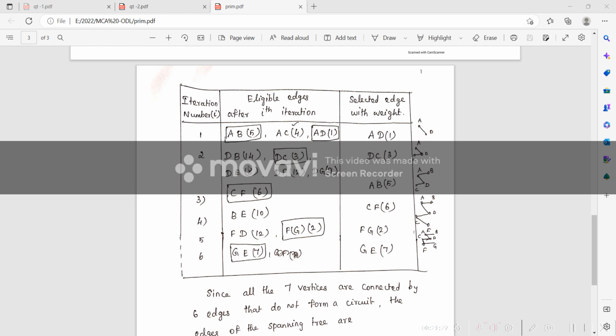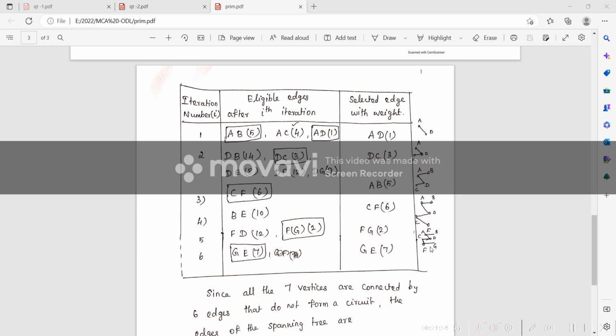So among this 14, 8, 12, 9, 10 and then 2. So this 2 is the least one. So we are going for FG edge. So previous step, this is our diagram. So with that F we are extending one edge, namely FG, whose weight is 2. Okay, so now the new vertex included here is G.